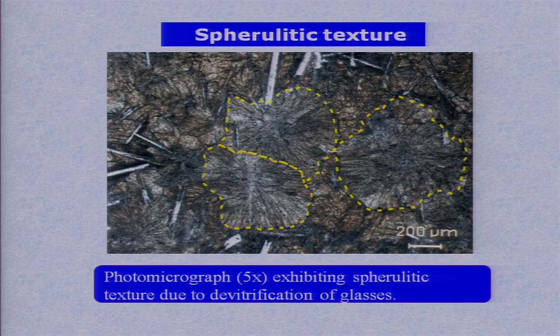Here, as I was discussing, the large crystal or phenocryst is developed in the center. This is spherulitic texture, and in this spherulitic texture, the central part has a large crystal, also known as phenocryst, exhibiting spherulitic texture due to devitrification of glasses. See, the entire dotted line shows the spherulite, and these spherulites are mostly radiating crystals. The crystals are radiating from the center, but in the center you have a bigger crystal which is not radiating, but is equidimensional.